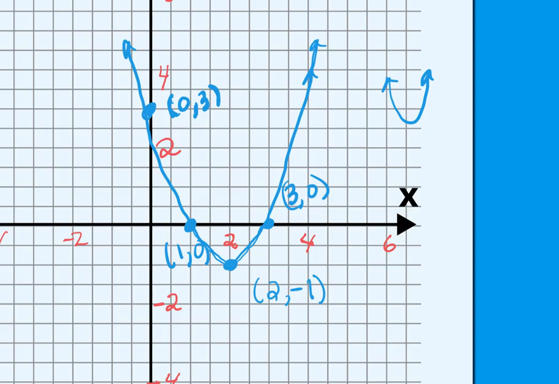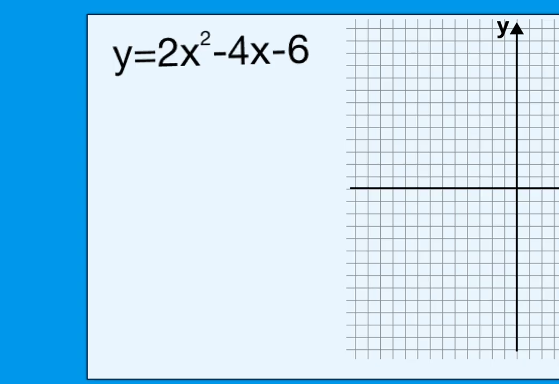Great. Now, let's take a look at another example. Okay, last example, y is equal to 2x squared minus 4x minus 6. Okay, right away, we know a point, right? Right away, we know the point right here, 0, negative 6. There's the y-intercept.